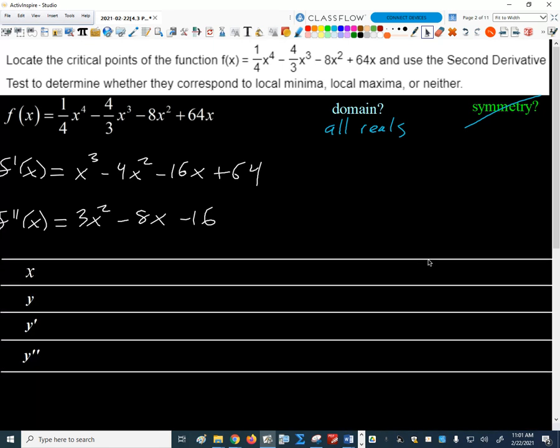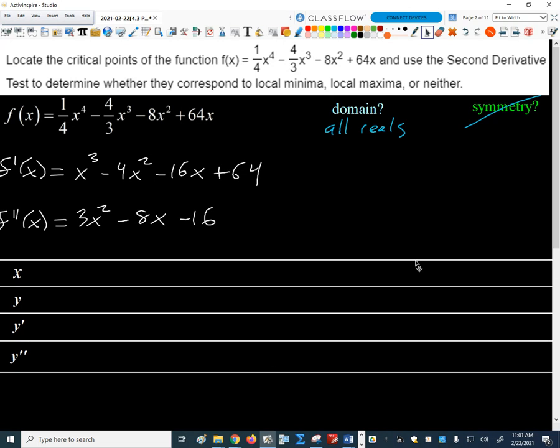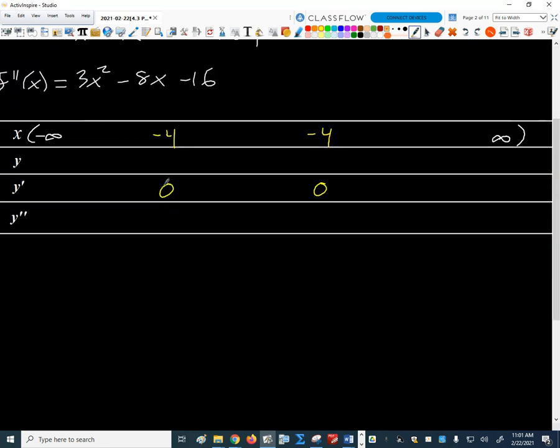Okay, so we can start to build a table out of this. We had zeros, what did we say it? Positive and negative 4? Our domain is all reals. And we had critical numbers where the first derivative equals 0 at positive 4 and negative 4. So that tells us if I get 0 first derivative, we know we've got horizontal tangents.